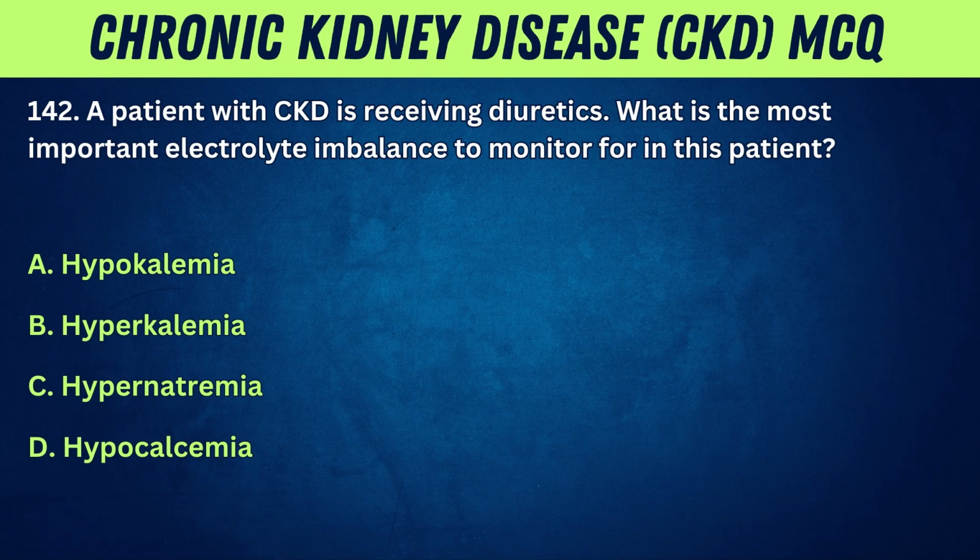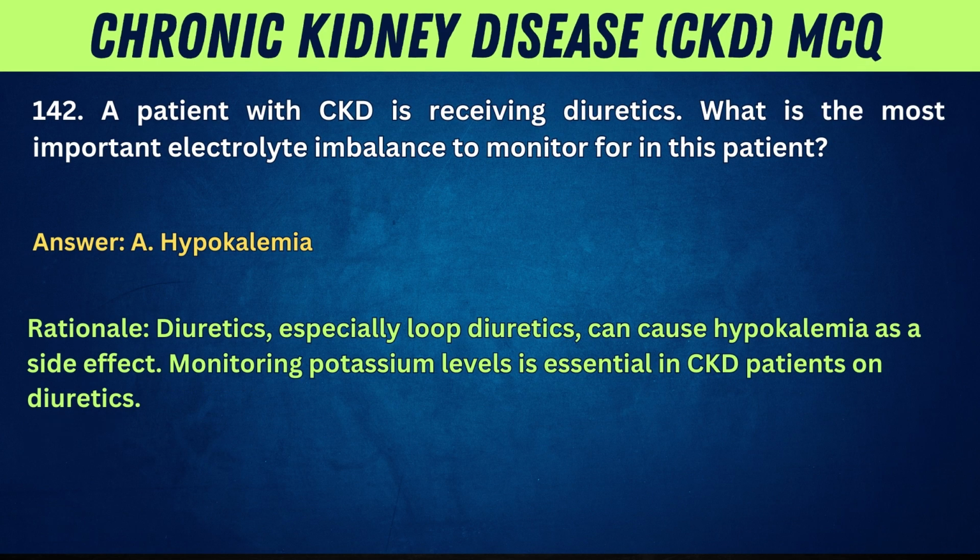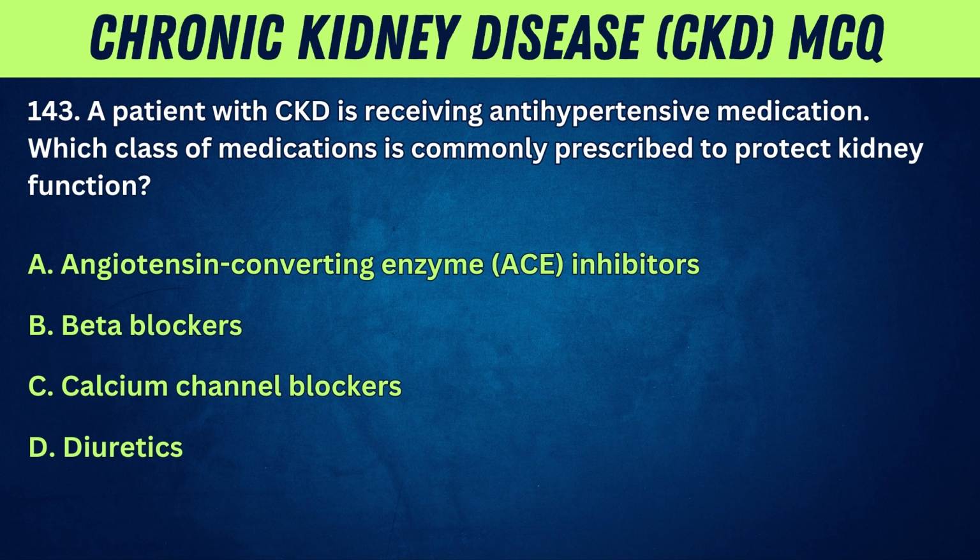142. A patient with CKD is receiving diuretics. What is the most important electrolyte imbalance to monitor for in this patient? A. Hypokalemia. B. Hyperkalemia. C. Hypernatremia. D. Hypocalcemia. Answer: A. Hypokalemia. Rationale: Diuretics, especially loop diuretics, can cause hypokalemia as a side effect. Monitoring potassium levels is essential in CKD patients on diuretics.